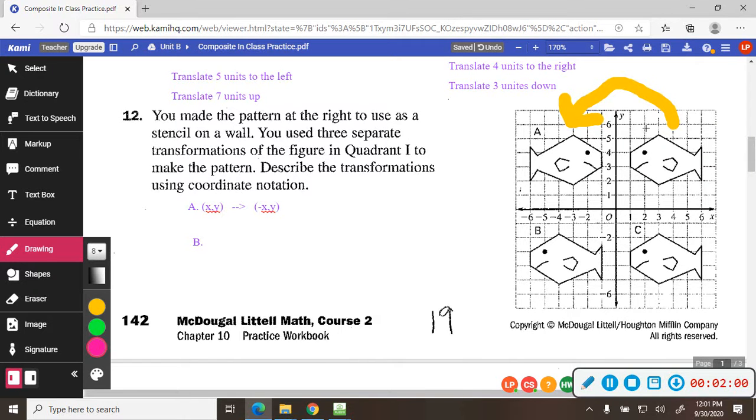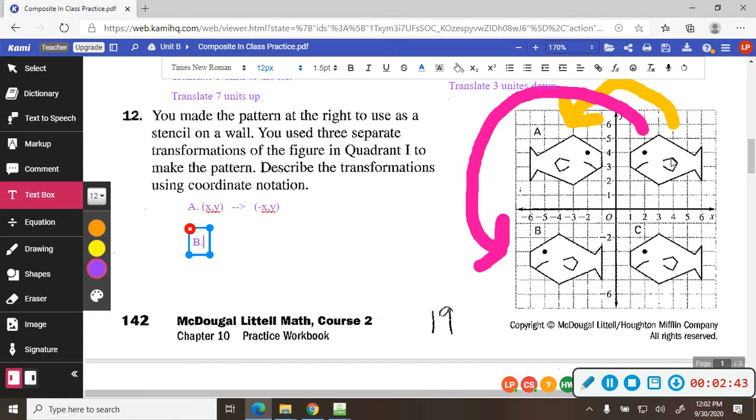Now, we are going to go from quadrant 1 to B, and we're going to see what we need to do. Well, it looks like it didn't rotate, it didn't reflect. So all that happened was, I'll just choose over by the mouth, it went 1, 2, 3, 4, 5, 6, 7 to the left, and then 1, 2, 3, 4, 5, 6 down.